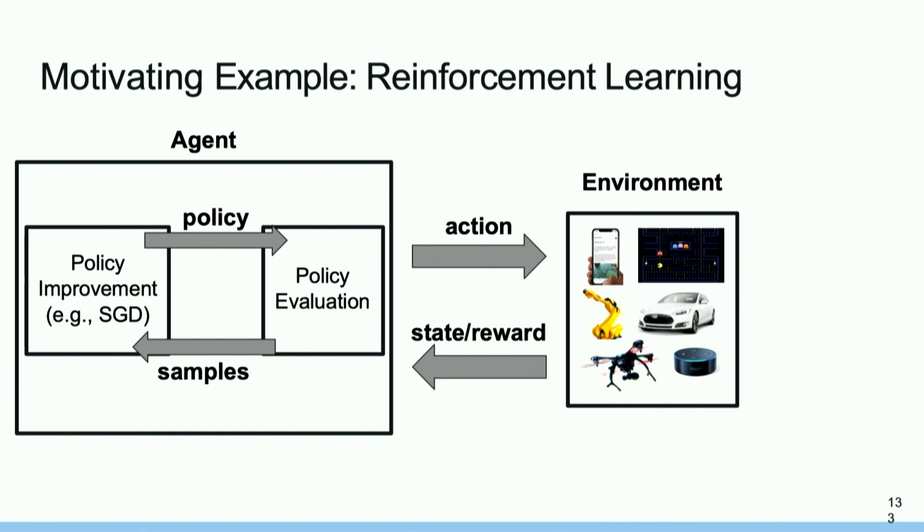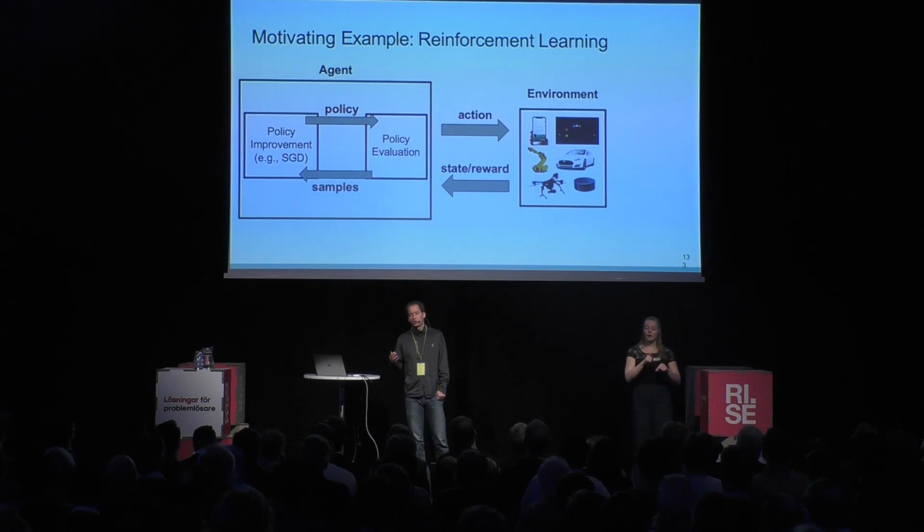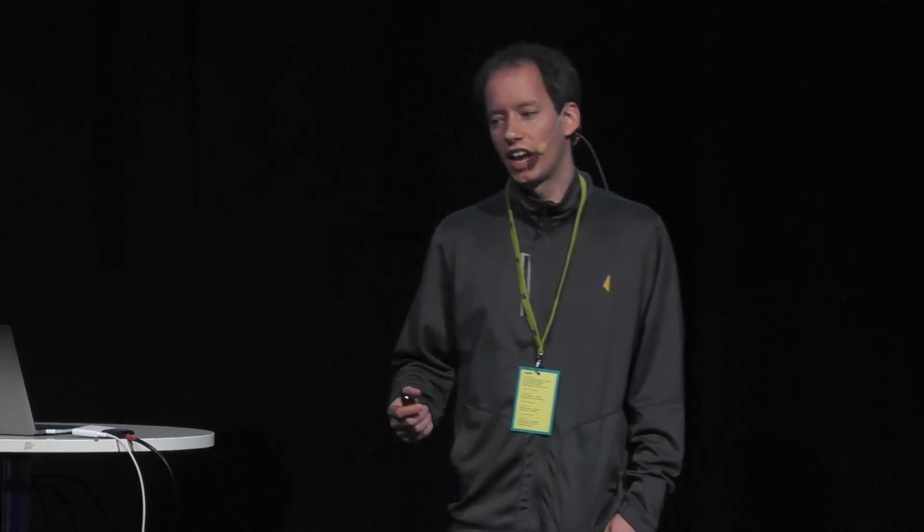So let's zoom a little bit more into the agent. What does the agent actually do? There's one part which is policy evaluation, which takes the state and then outputs an action. That's the part that interfaces with the external world. This part is used to collect samples, which are then fed into a policy improvement system, which is going to compute a new policy. And then the policy is again evaluated, and this is run in a loop.